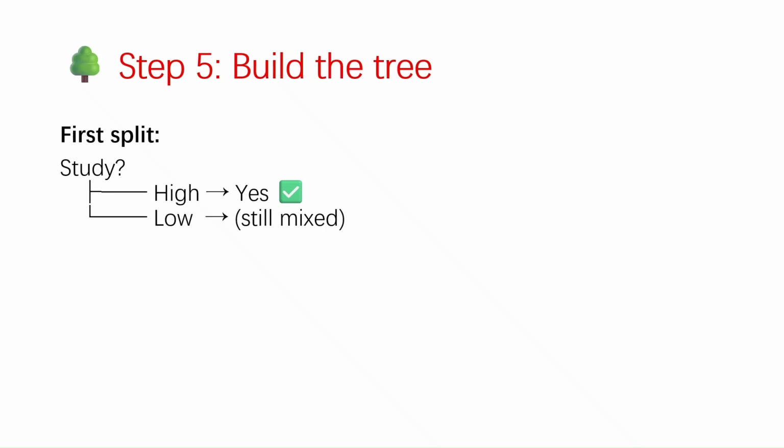Now, we build the decision tree. If study equals high, always yes, we stop. If study equals low, still mixed, we continue. The tree grows only where uncertainty remains.